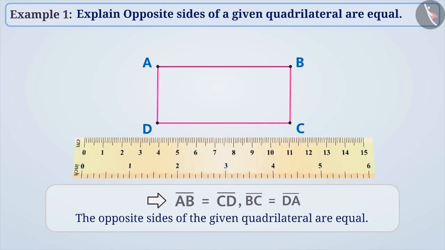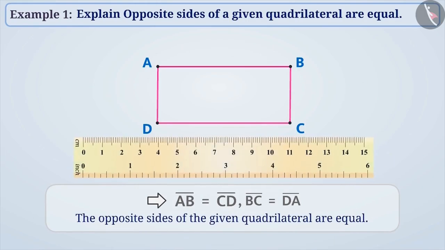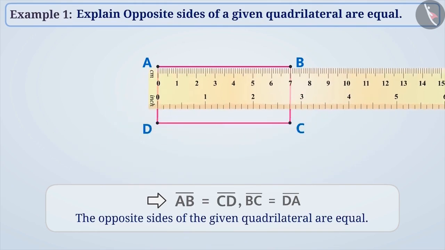We can also measure the length with the help of a ruler, but we will have to take some precautions. For instance, we will place the ruler along line AB in such a way that the mark 0 is exactly on the point A.